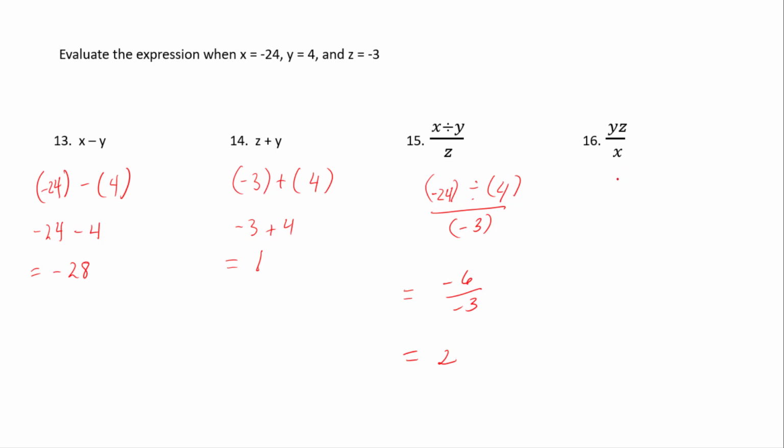Number 16. Y times z divided by x. Y is 4, z is negative 3, x is negative 24. Okay, so this equals, positive times negative is negative 12 divided by negative 24. Negative divided by negative is positive. Now, let's simplify. What's the largest number that divides both 12 and 24? It's 12. So divide by 12. 12 divided by 12 is 1, and 24 divided by 12 is 2. Negative divided by negative is positive, so it's 1 over 2.